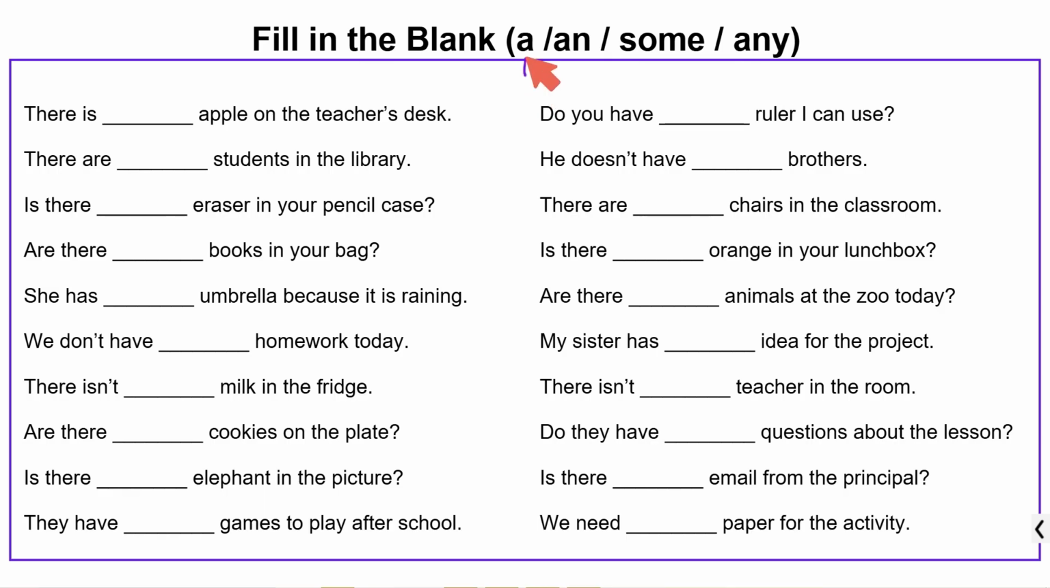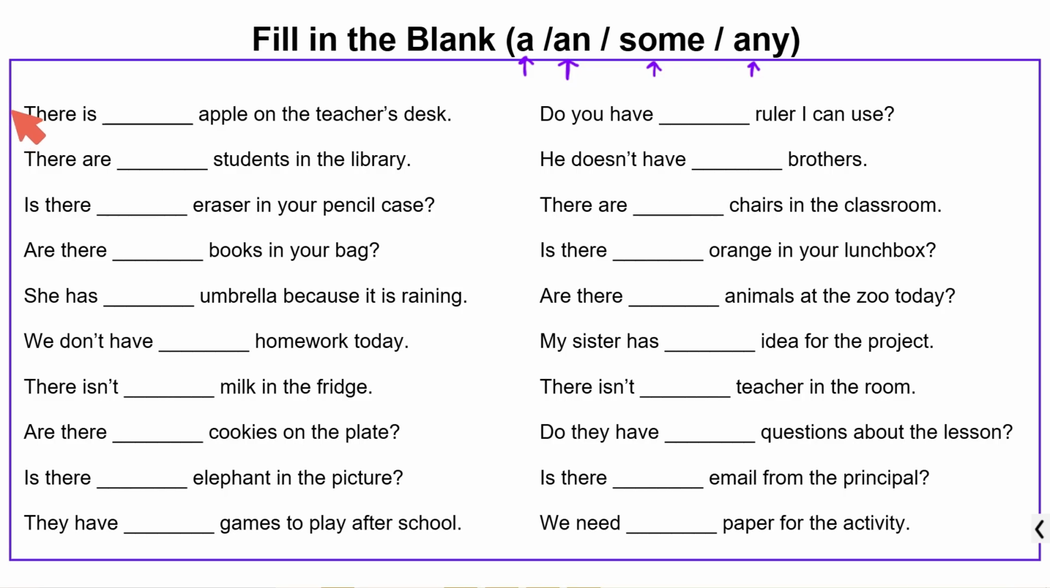Let's start with a and an. How to use these and when? Well, these two, we use them for only one thing. A is used for consonant sounds, while an, we use before vowel sounds. Now, some. Some is used for positive sentences for more than one or uncountable things. And any is used in questions and negative sentences.